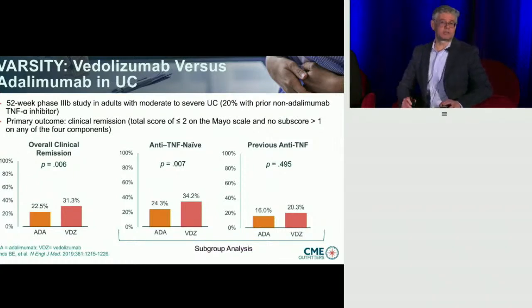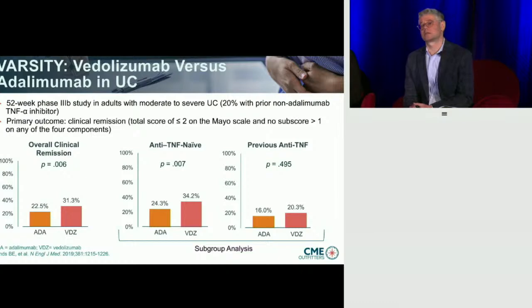And while on the subject of comparative effectiveness in a head-to-head trial, we do have a trial in ulcerative colitis, and this is the VARSITY trial, where vedolizumab was compared to adalimumab for patients, up to 20% of whom were allowed to have prior anti-TNF exposure. What this study showed, unlike what we saw in the Crohn's study, was that there was a difference. There was superiority determined between one drug and another, with vedolizumab having greater efficacy, with overall greater clinical remission rates as compared to adalimumab.